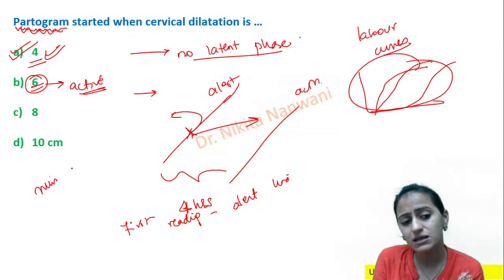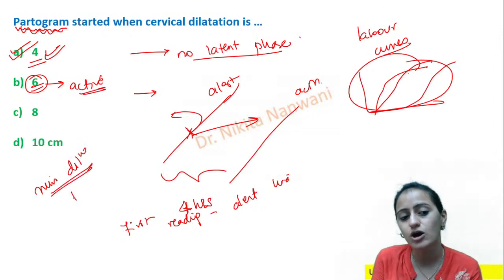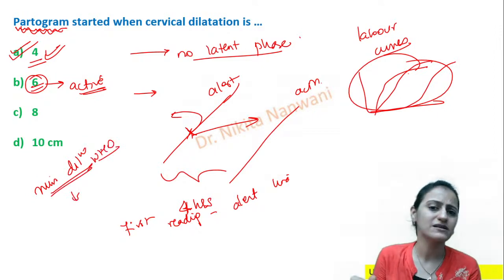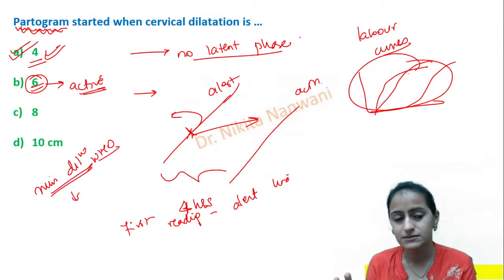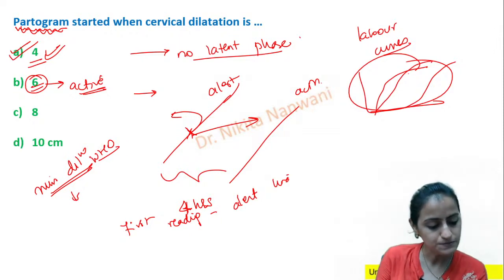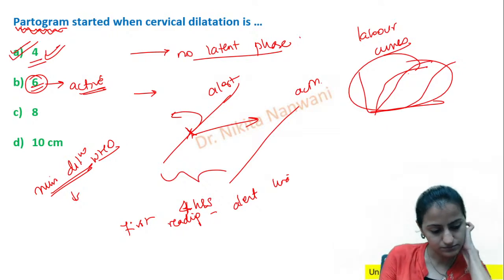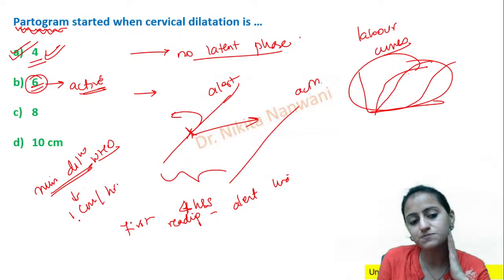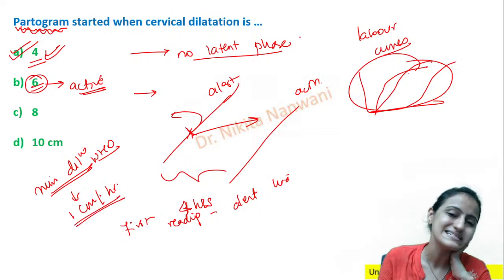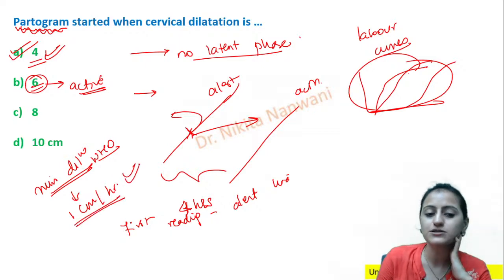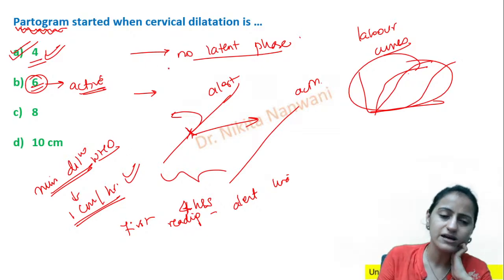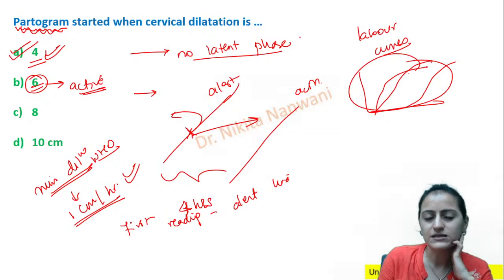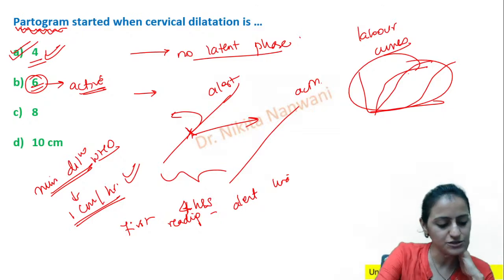And what is the minimum dilatation speed according to WHO? Irrespective whether it's nulliparous or multiparous. So according to WHO, the minimum is 1 centimeter per hour. That is what the dilatation should be. In detail we will cover the partogram. I'll show you the curves as well. The questions that have been asked previously, I'll show you that as well.